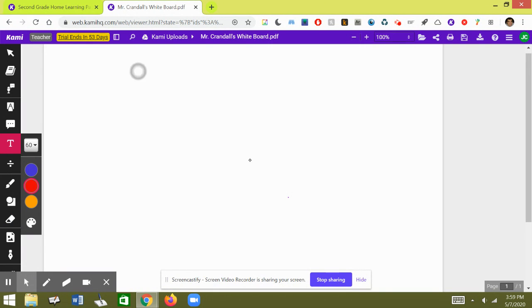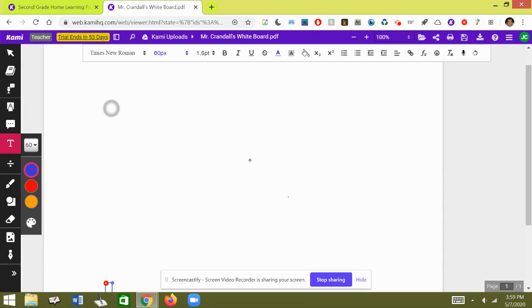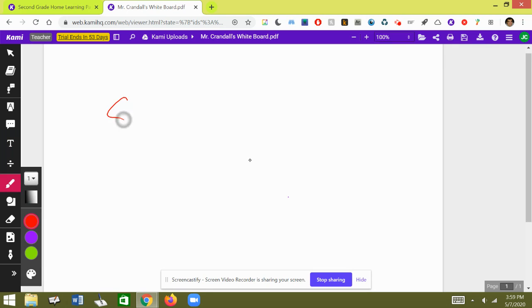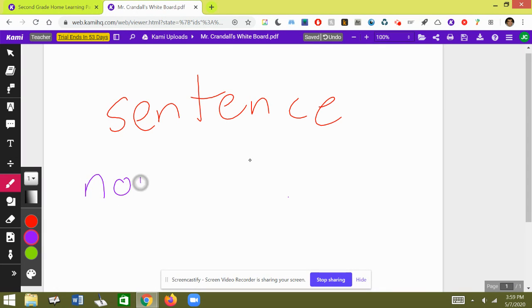Once again, if you're writing a sentence, you need a noun and a verb. So once again, you got to have both of those. Later on, you'll find out you can have more than those. You can have three nouns and a couple verbs or different things. But the most important thing right now is that a sentence needs to have a noun and a verb.